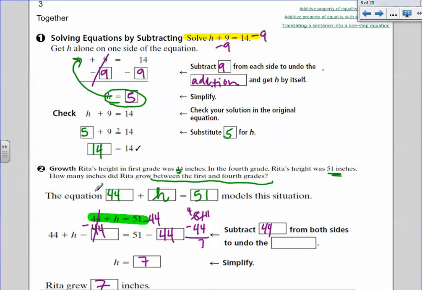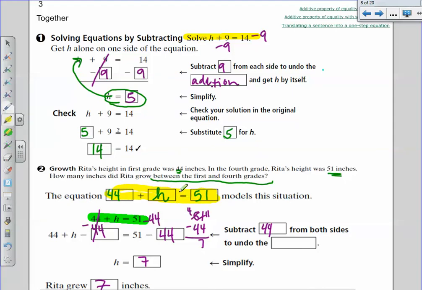So again, this is my original equation that I have to write. I have to write my original equation as 44 plus h equals 51. How do I solve for h? Well, I'm going to end up subtracting because that's what my inverse operations tell me to do.